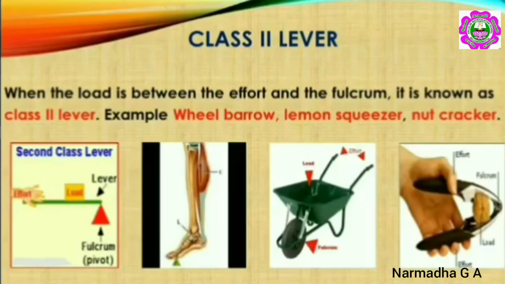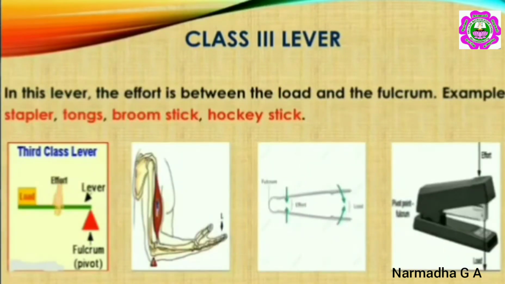Class 2 lever. When the load is in between the effort and the fulcrum, it is known as class 2 lever. Example, wheelbarrow, lemon squeezer, nutcracker. Class 3 lever. In this lever, the effort is in between the load and the fulcrum. Example, stapler, tongs, broomsticks and hockey stick.